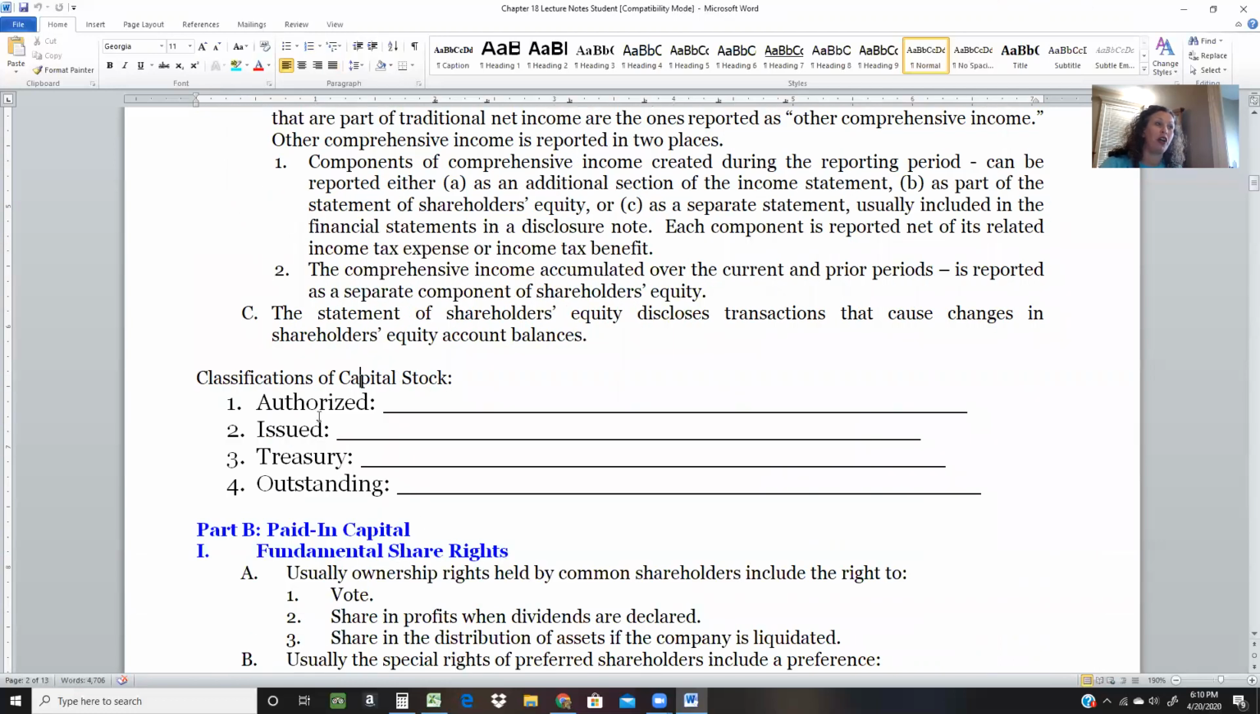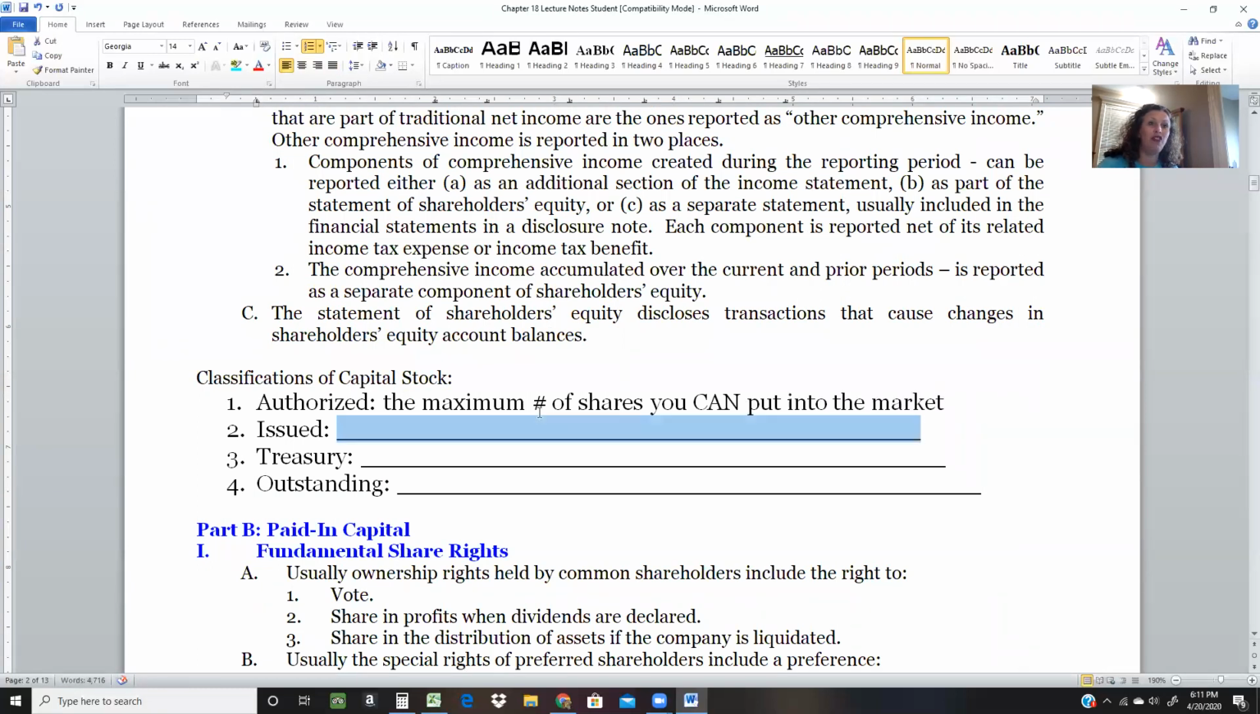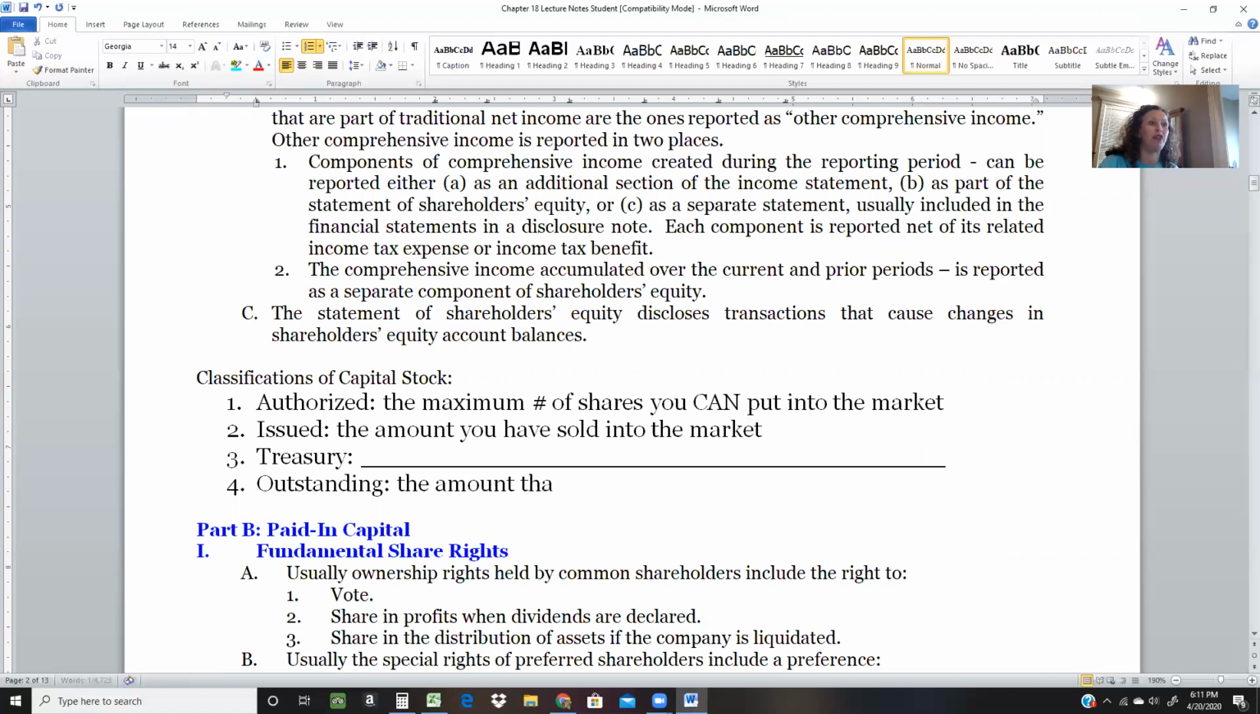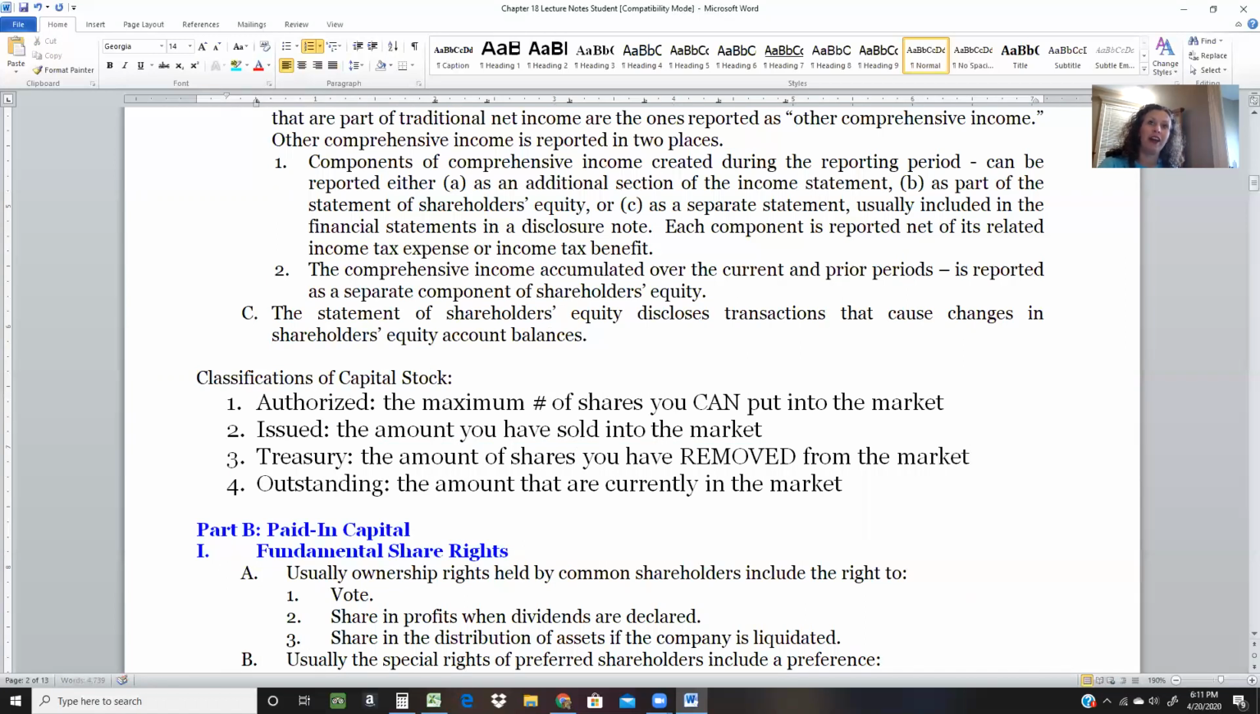As far as stock goes, there are four different definitional things that we need to understand as they relate to common stock. You can have a certain number of shares authorized, issued, and outstanding is the language we use. Authorized is the maximum number of shares you can sell or put into the market. Issued is the amount you have sold into the market. Outstanding is the amount that are currently in the market. I skipped treasury because treasury is when you remove shares from the market, the amount of shares you have removed from the market. We're going to learn how to do all of the entries for those.